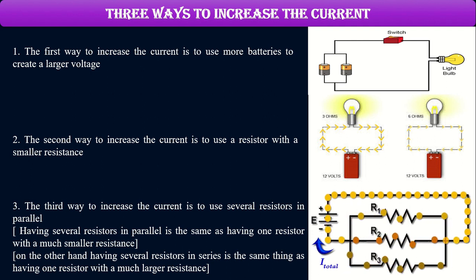Whereas in parallel, 1 by Rp, we will take it in reciprocal form. 1 by Rp, that is, resistance in parallel, is equal to 1 by R1 plus 1 by R2 plus 1 by R3. I will explain it in the next video.